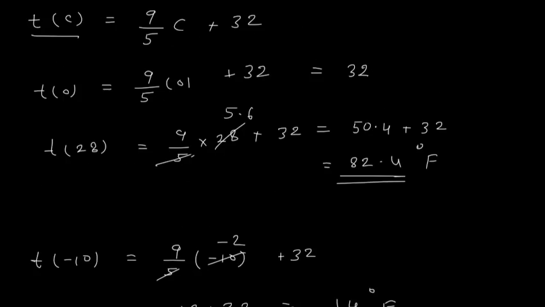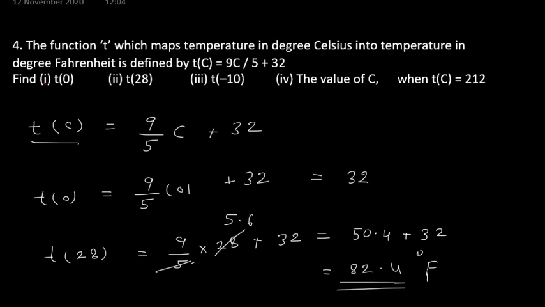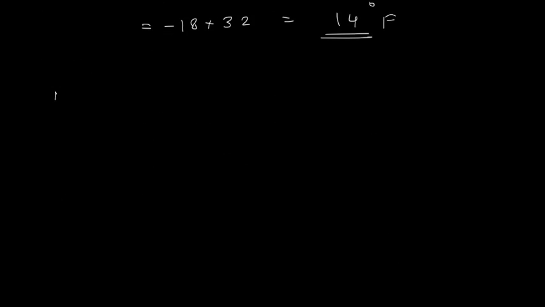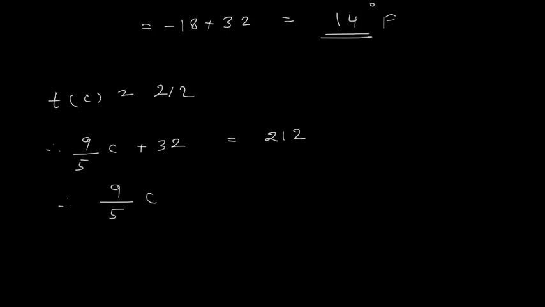Now last is the value of C when T(C) is 212. The value of T(C) is given as 212. Now what is T(C)? T(C) is 9 upon 5 C plus 32. This is given as 212. So therefore 9 upon 5 C will be 212 minus 32. So this is 180. Therefore we have 9 upon 5 C equals 180.